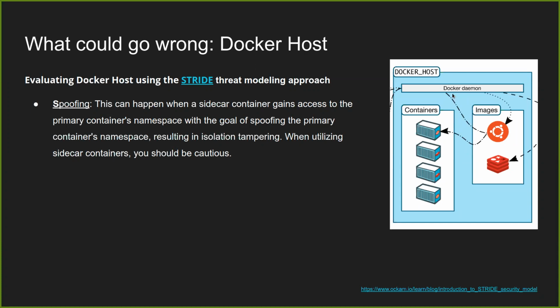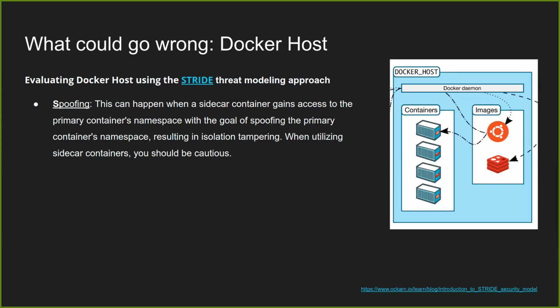This is the Docker engine that predominantly is in charge of running containers and images. So the first one is spoofing. This can happen when a sidecar container gains access to the primary container's namespace with the goal of spoofing the primary container namespace, resulting in an isolation tampering. When utilizing sidecars, you should always be cautious.